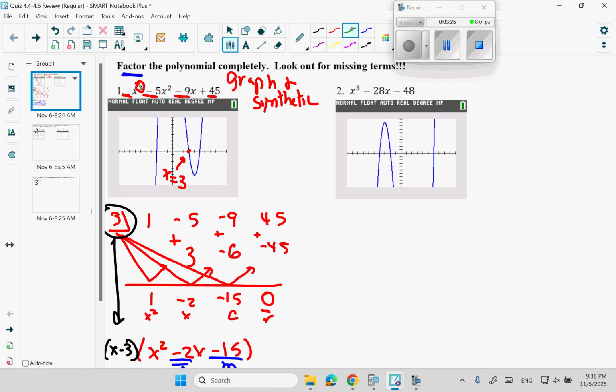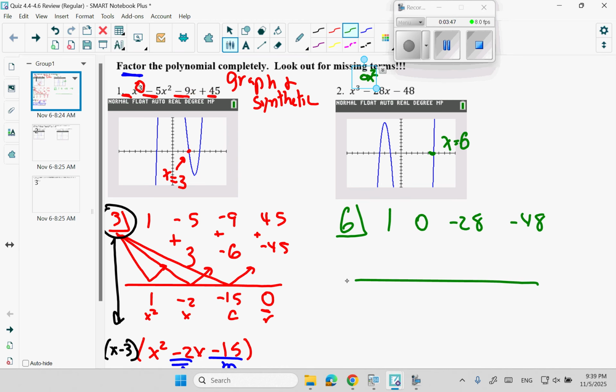Over here, same idea. I'm going to graph it, pick one x-intercept. Looks like I'm going to pick x equals 6. Now, I'm actually missing x squared. So remember, we have to put in a 0 for x squared. So I'm going to get 1, 0, -28, -48. Everything else stays the same.